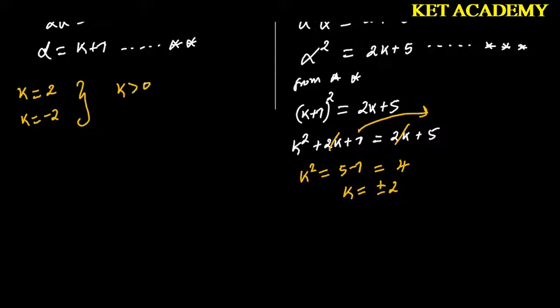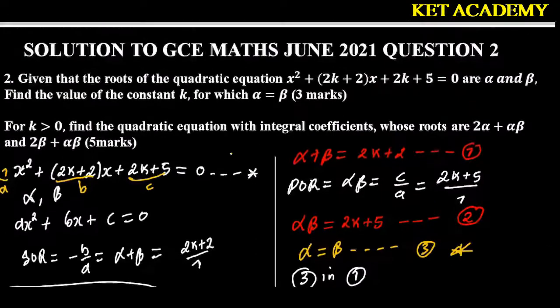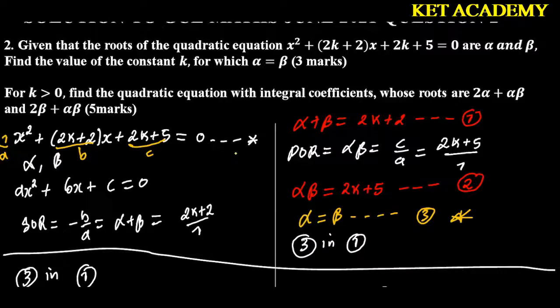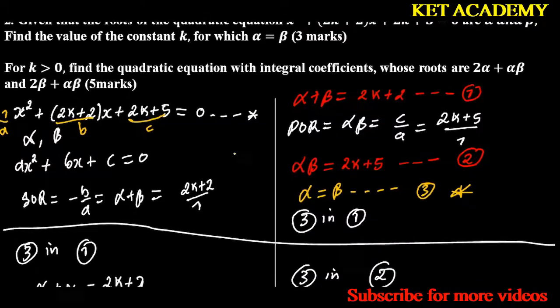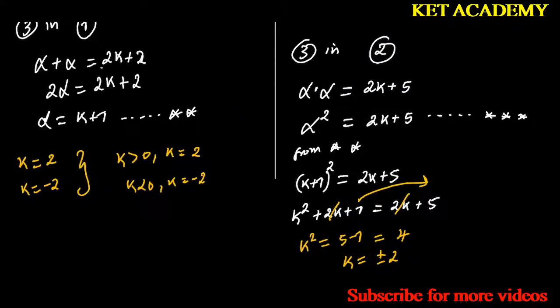No, for k greater than 0, we have k to be 2. Now for k less than 0, we have k to be minus 2. It means that there are actually two values of k, a negative value and a positive one. But the second part clearly states that for the positive value of k, which is for k greater than 0, find the quadratic equation with integral coefficients whose roots are 2 alpha plus alpha beta and 2 beta plus alpha beta.